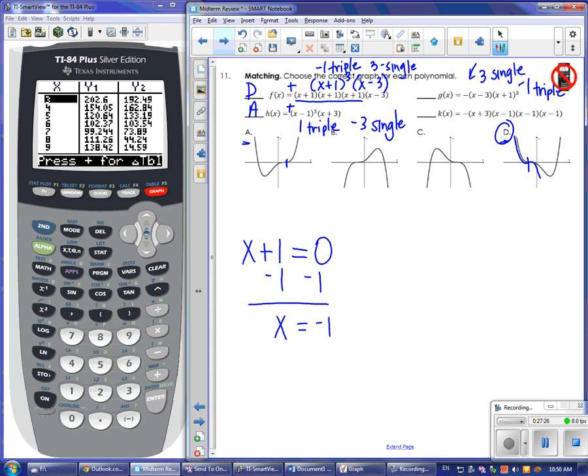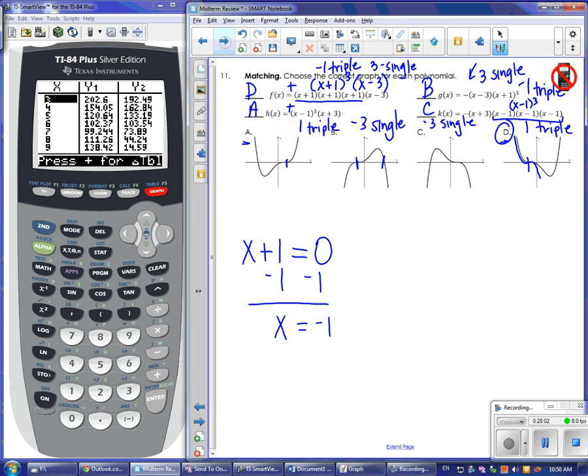k of x is a lot like f of x in that we've got these three factors that are the same. So I can also express it as x minus 1, the quantity cubed. So basically I have -3 as a single root and +1 as a triple. So for g of x, I'm looking for a single root at +3 and a triple root at -1. So that means that g of x is going to correspond to the graph of B, and k of x is going to correspond to the graph of C.